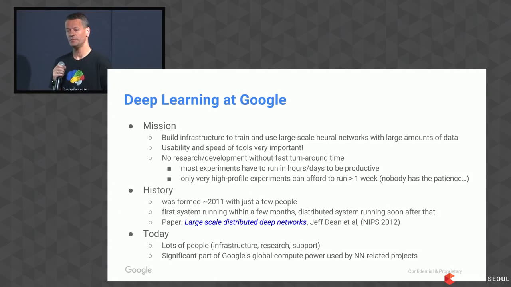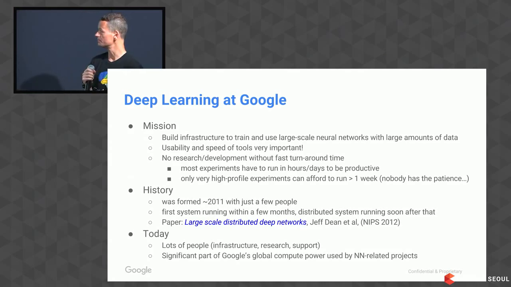So today we have lots of people. We have, I think, more than 130 now. We have an infrastructure group. We have research people. We have a support group. We have education. We have a group that takes care of the online stuff, of the open source community, and so on. So it's a lot of effort. Also, what is interesting is that a significant part of Google's global compute power is used by neural net related projects, by TensorFlow. So in all the data centers that we have in the world, a few percent, I don't know how much it is right now, but it's pretty significant for a company like Google.